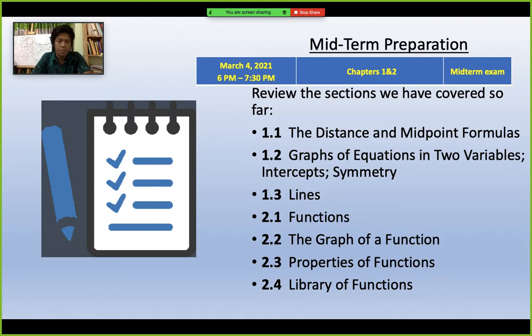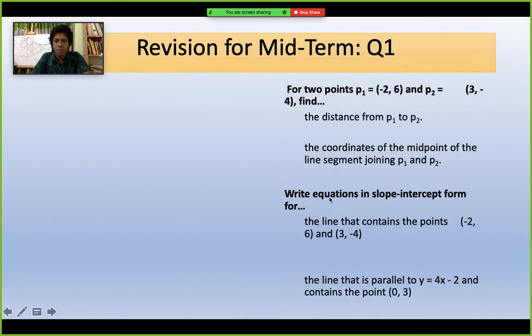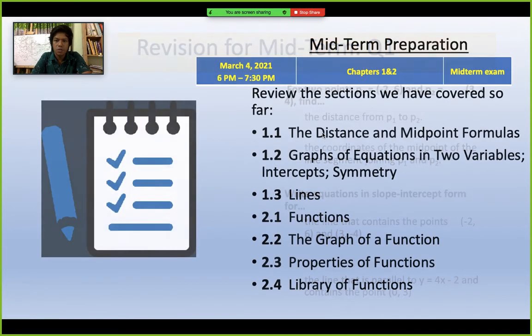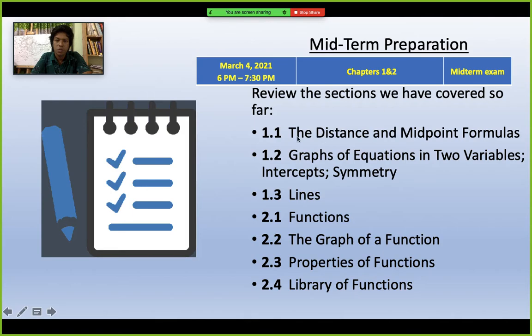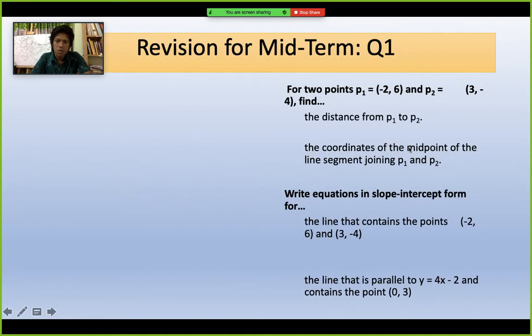For example, from the first topic, distance and midpoint, in section 1.1 the main concept is how you can find the distance between 2 points, and how you can find the midpoint between 2 points. All the math is related to that topic. You have seen this in our quiz 1.